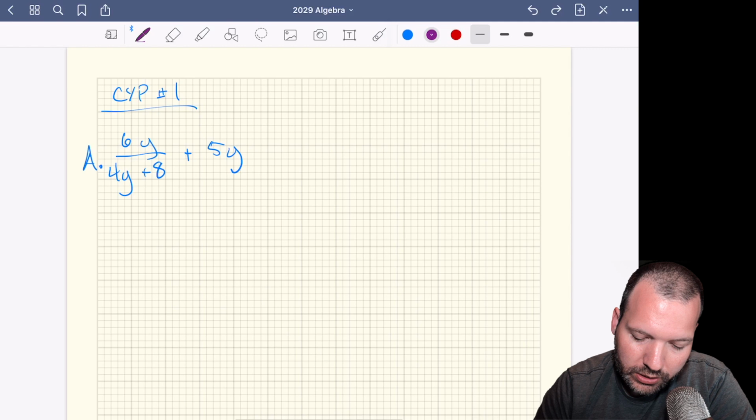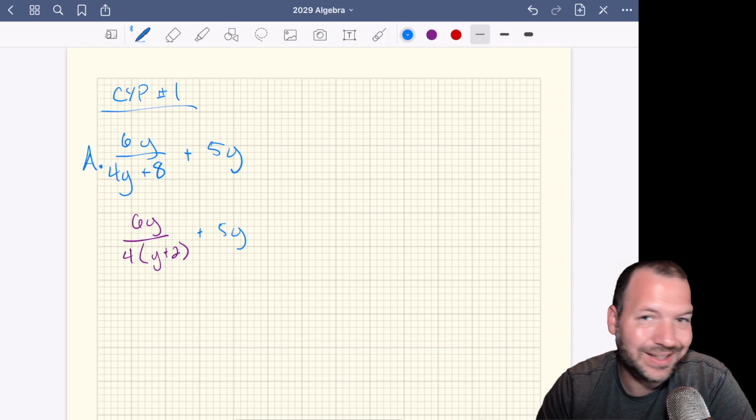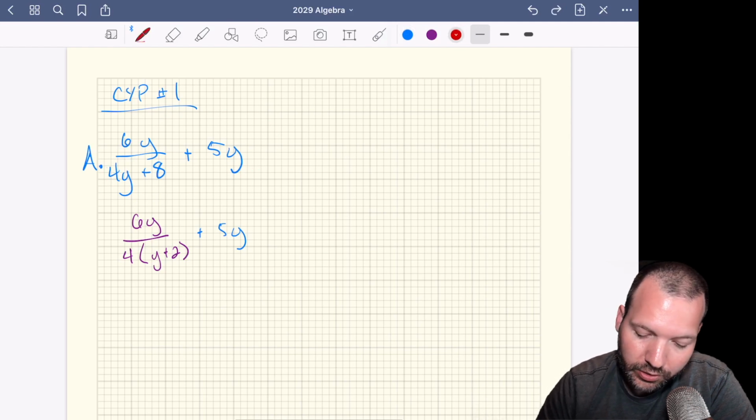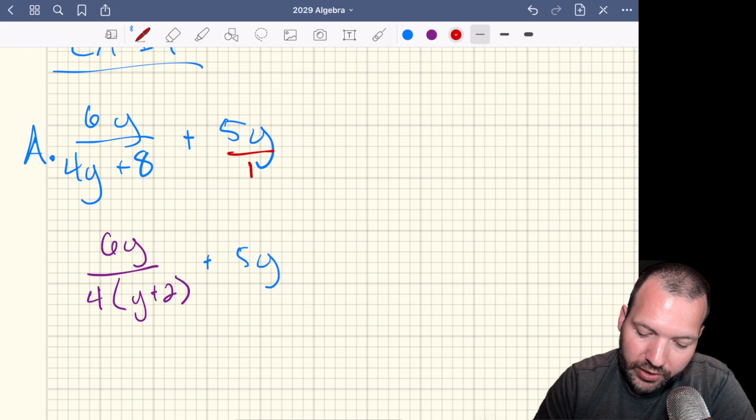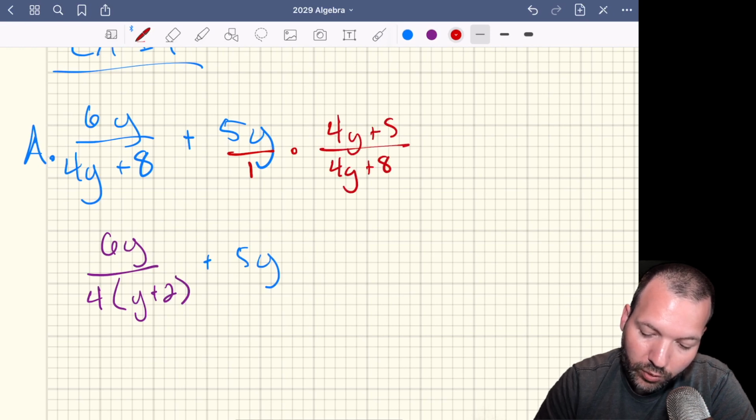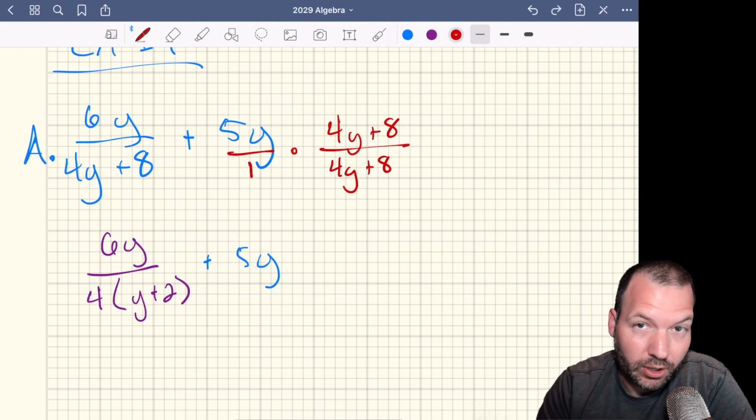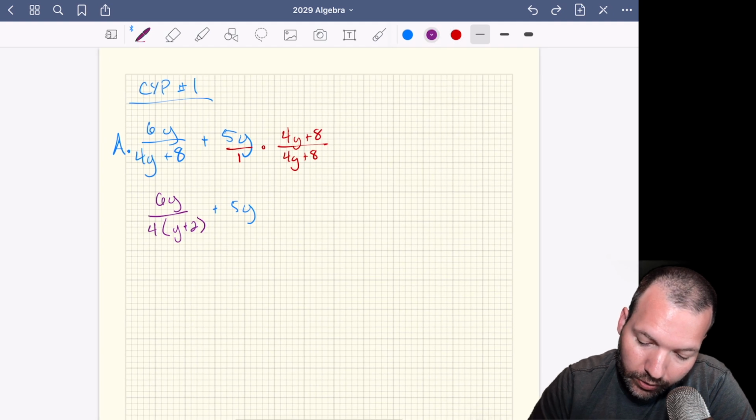Hopefully you notice that this 4y plus 8 could be factored. We could express that as 6y over 4 times y plus 2. And there's not a great reason to do that. I would say there's one good reason, but let's ignore that for a second. Let's just come back to the original expression here and say, you know what? Let's just call that 5y over 1, and let's multiply by 4y plus 8, that denominator from the fractional part from the rational expression, over itself, of course. So what that is going to give us is the original fraction, or rational expression, unchanged.